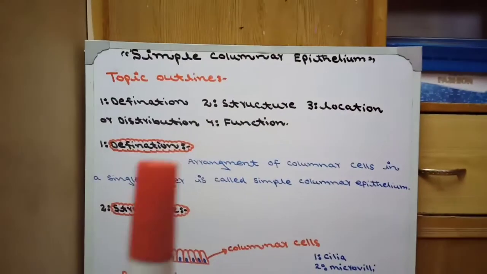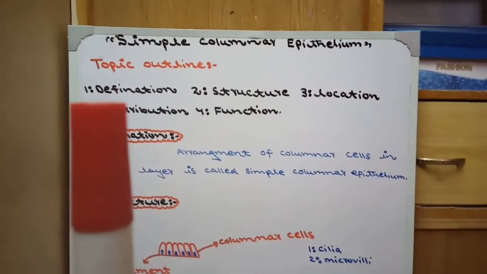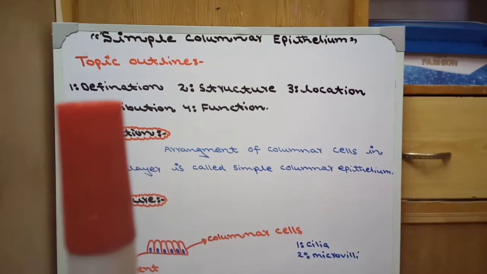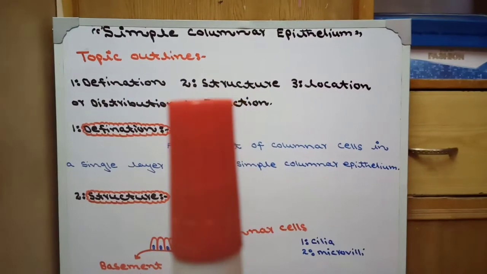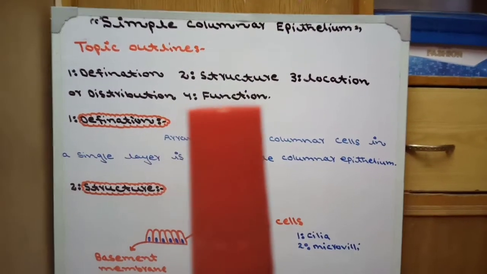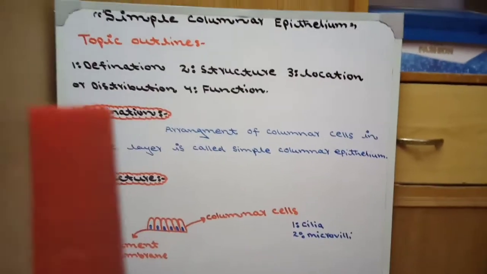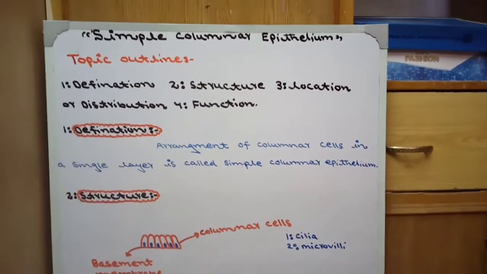Now, today's topic is simple columnar epithelium. Today's topic outline includes: we study the definition of simple columnar epithelium, structure, location or distribution, and number 4, function. First we start with the definition of simple columnar epithelium.